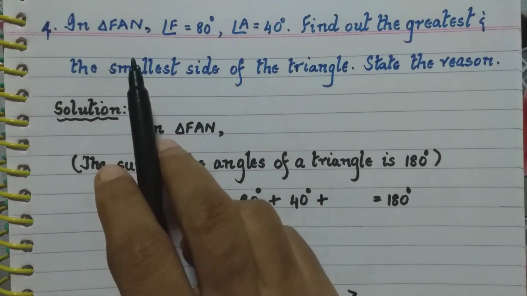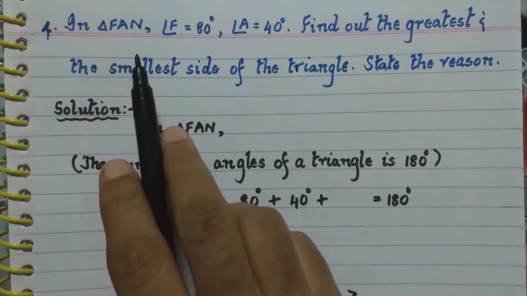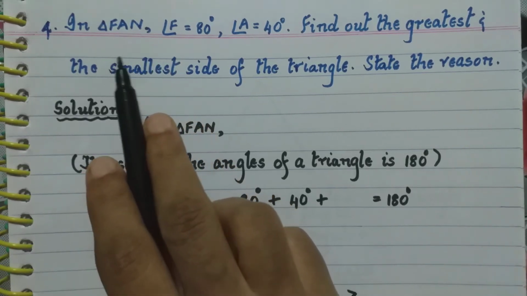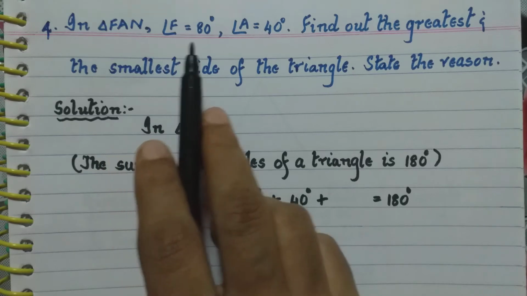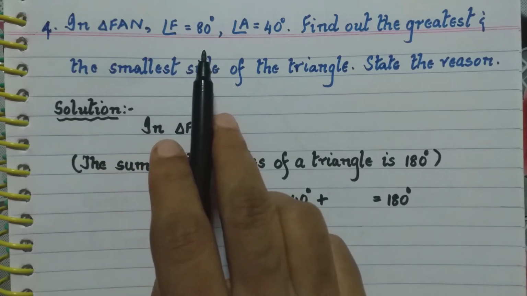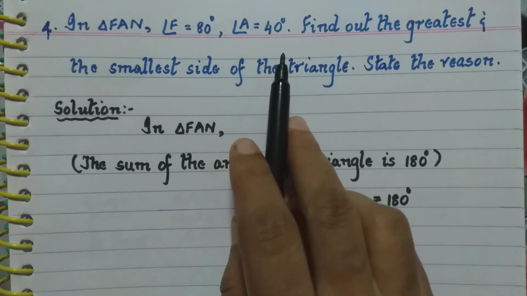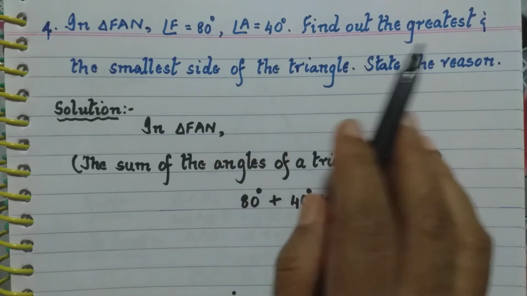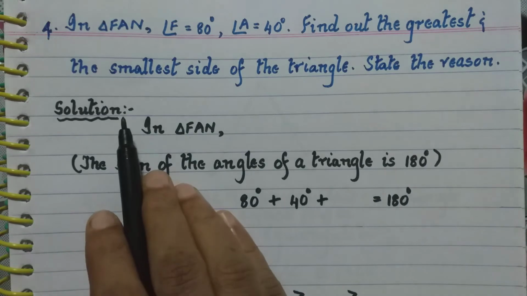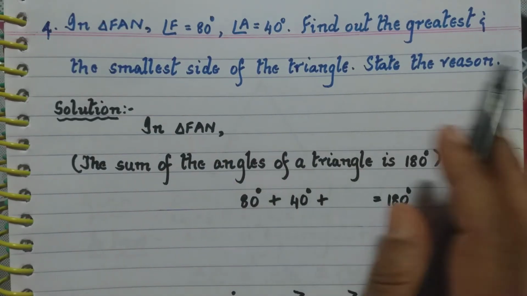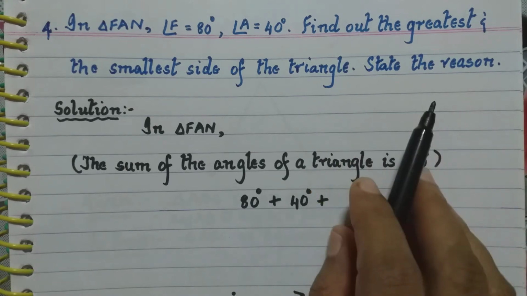Going to question 4 here of practice set 3.4. What does it state? In triangle FAN, angle F is equal to 80 degrees, angle A is equal to 40 degrees. We have to find out the greatest and the smallest side of the triangle, and then we have to state the reason.